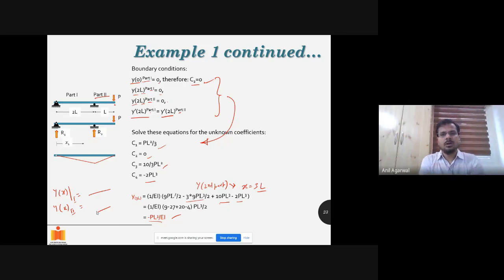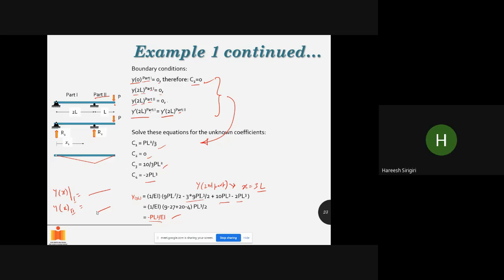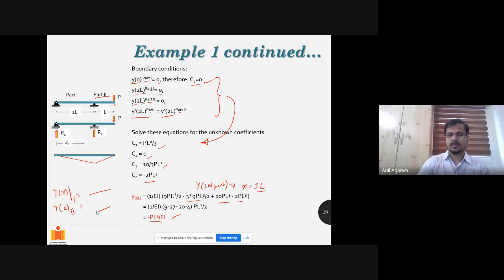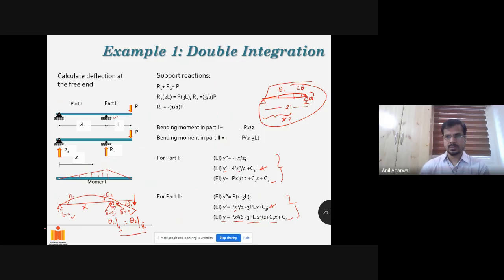Now what is the name of this method? Double integration method, because we are doing integration twice here. From y double prime we integrated to y prime, and then y prime I integrated again to get y. That's why it is called double integration method.